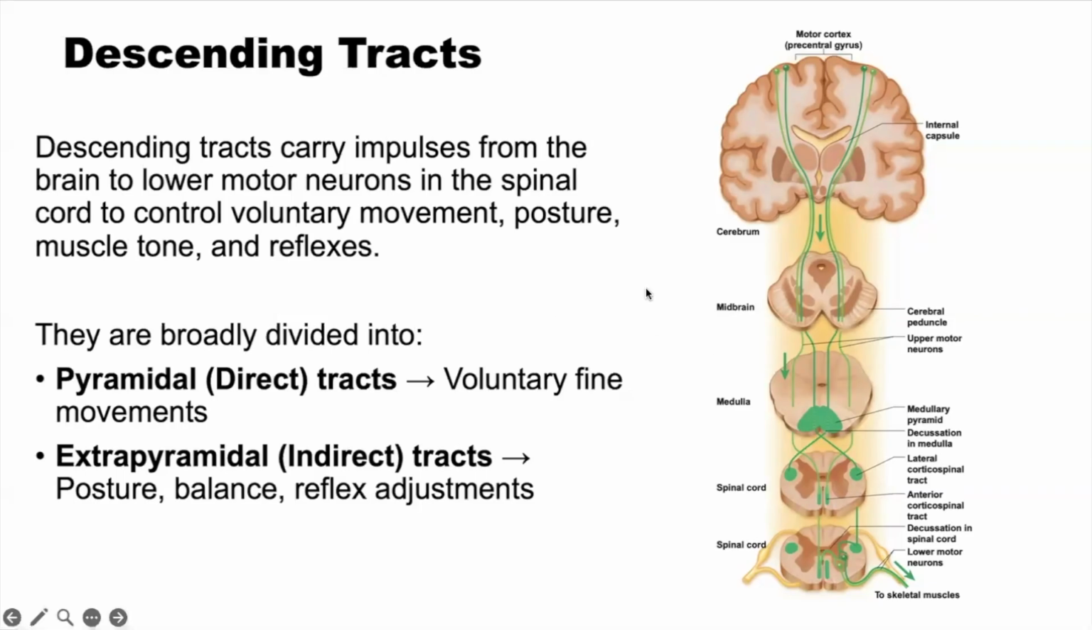But remember, these descending tracts bring information from the brain to the lower motor neurons. The part that brings information from the brain is usually called the upper motor neuron, and then from the spinal cord to the effector, it is the lower motor neurons. The tracts are divided broadly into two parts. One is known as the pyramidal or direct tracts. Voluntary fine movements are controlled by it. And here we are talking about skeletal muscles primarily, and extrapyramidal tracts are those which control posture, balance, and reflex adjustment.